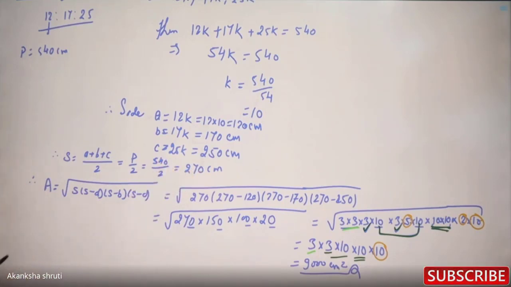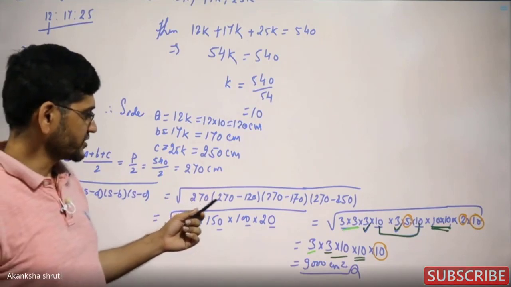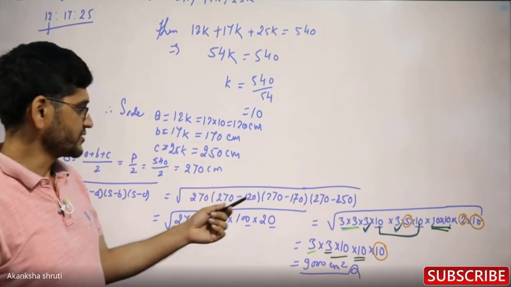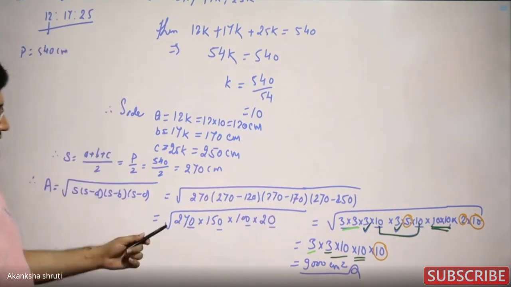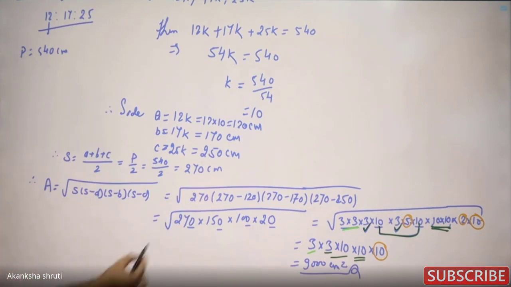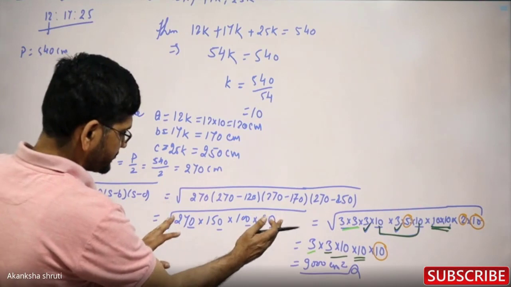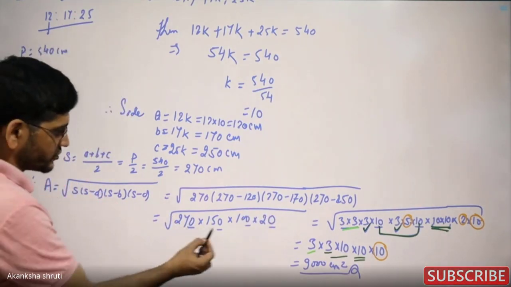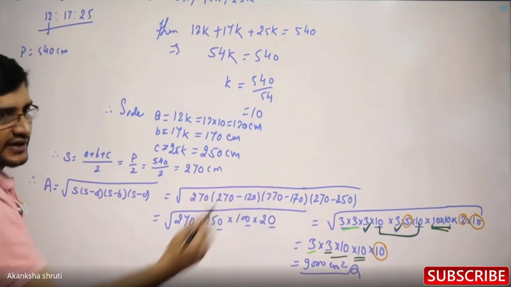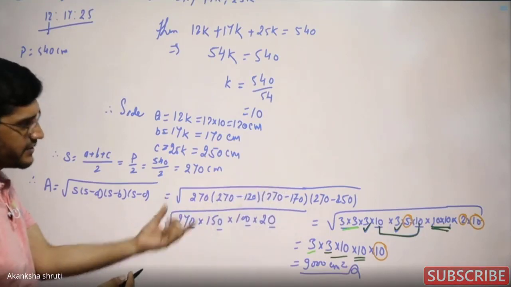Then the area is the square root of s into s minus a, s minus b, s minus c. Go on substituting. 270 minus a is 120, 270 minus b is 170. Here we are getting 270 into 150 into 100 into 20. Students are scared of solving this, but it's very easy. Just by taking the zeros, we can write it divided by 10, 10, 10. Okay, so then the number 27, go for factorizing.